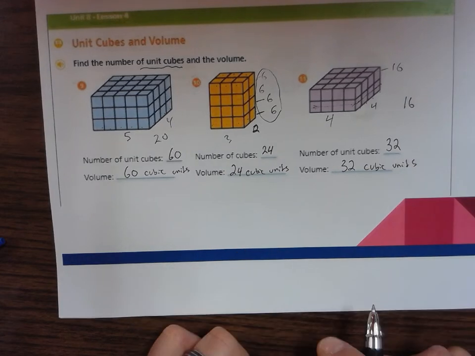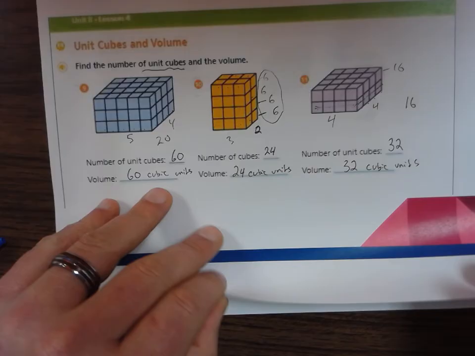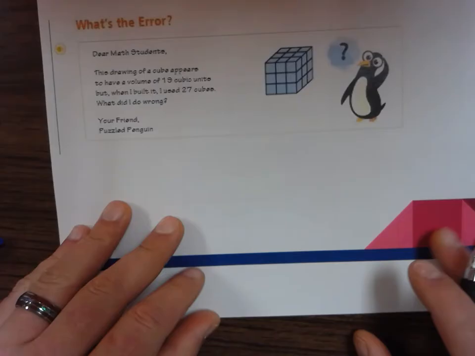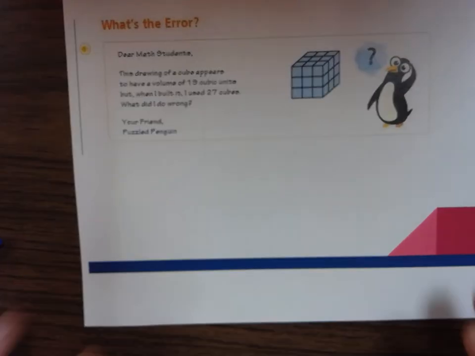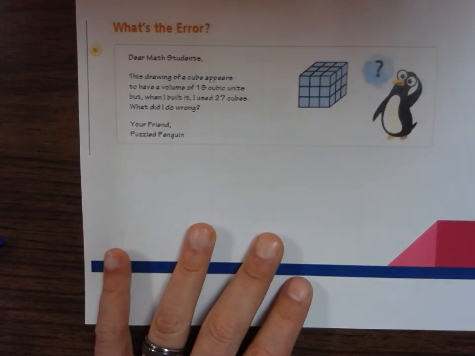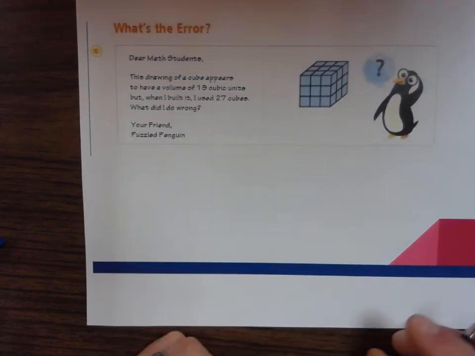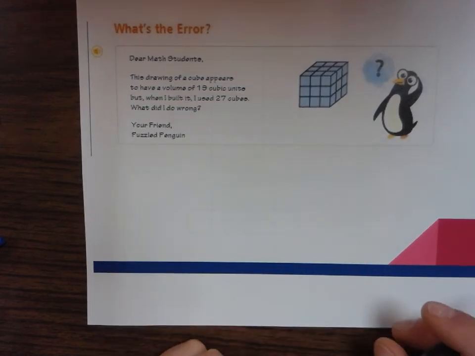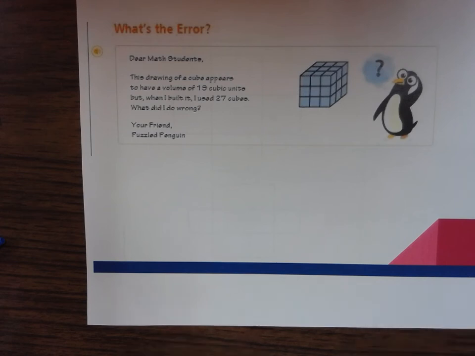And we have everybody's favorite, the puzzled penguin. Last one for today. It's going to be a short one today. Dear math students, this drawing of a cube appears to have a volume of 19 cubic units. But when I built it, I used 27 cubes. What did I do wrong? Well, let's take a look.